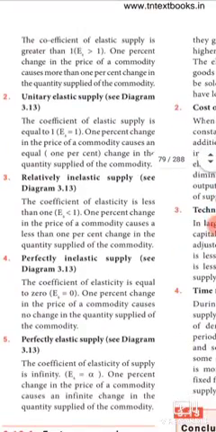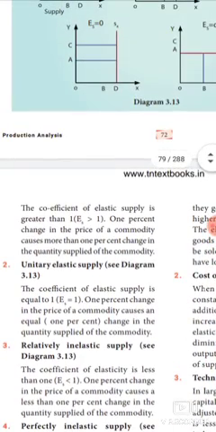And next one, perfectly inelastic supply. Coefficient of elasticity is equal to 0. There is no change in the supply of a commodity. Price எவ்வளோதான் சேஞ்ச் ஆனாலும் சப்ளை வந்து சேஞ்சே ஆகலை. So 1% change in the price of a commodity causes no change in the quantity supplied of the commodity. That is called perfectly inelastic supply. இந்த diagram அப்படின்னு பார்த்தீங்கன்னா fourth diagram பாருங்க, ES is equal to 0.